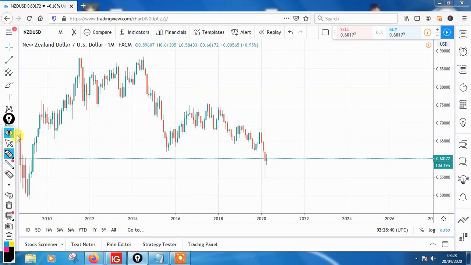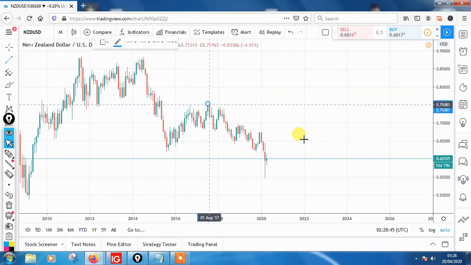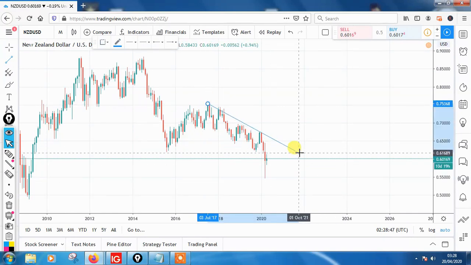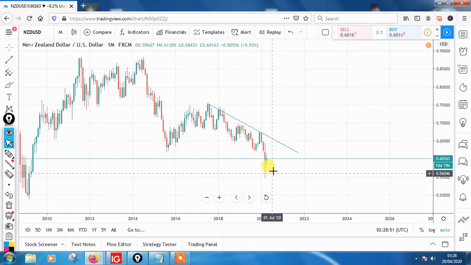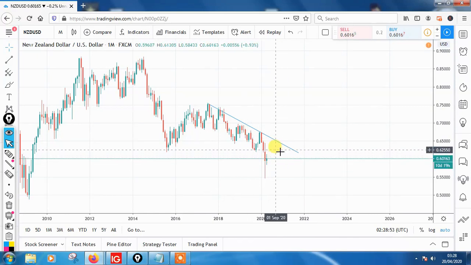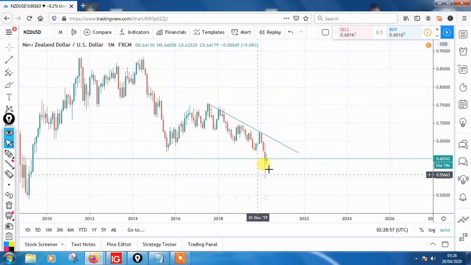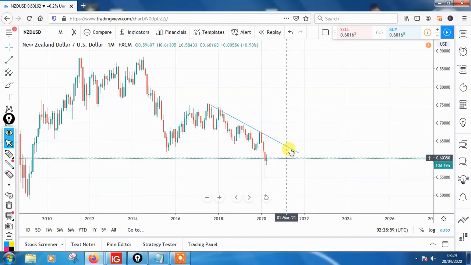And we also have actually a trend line. Let me draw the trend line in here. We have this nice monthly trend line. Price might even gravitate towards that trend line in the next few months. This is a monthly time frame, so it can take a lot of time.